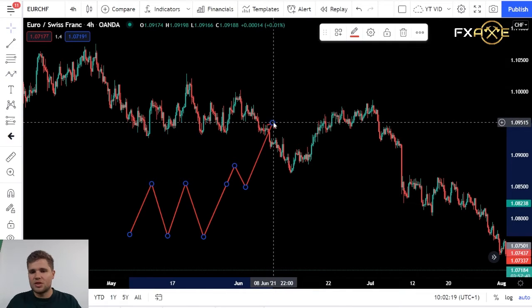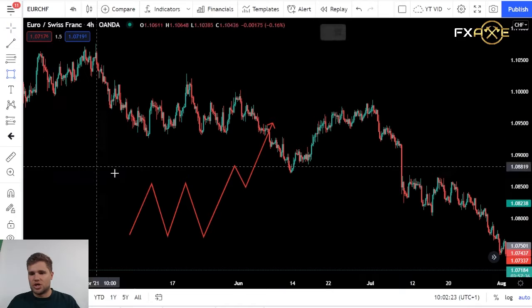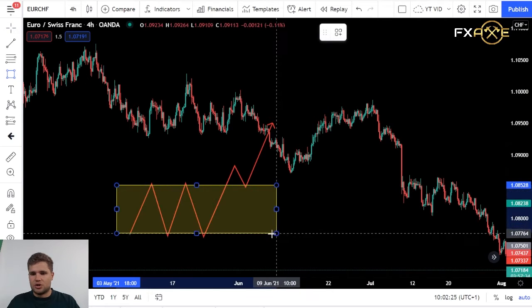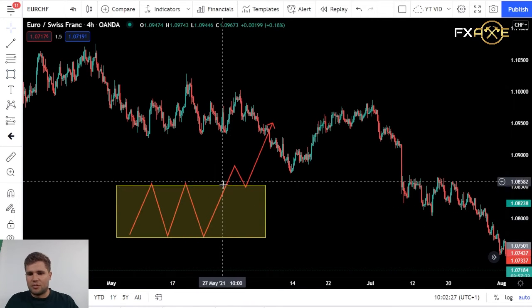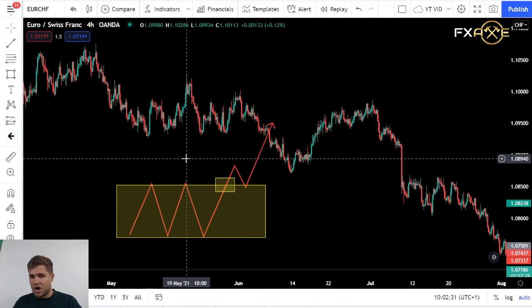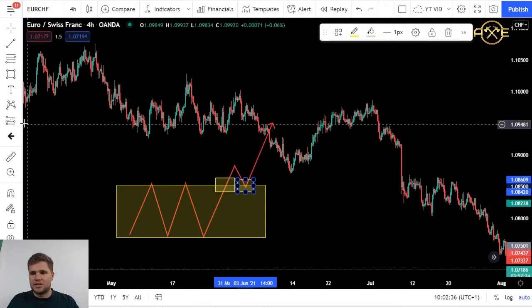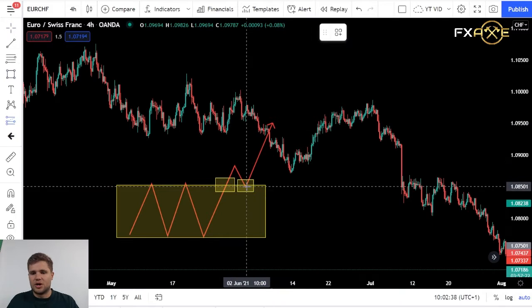So that is what we're looking at in the markets. You can see this is a range. You can see we've identified a breakout to the upside, which means we are only looking for buys in this market. Then we have seen a retest, and that is when we have entered a long position.